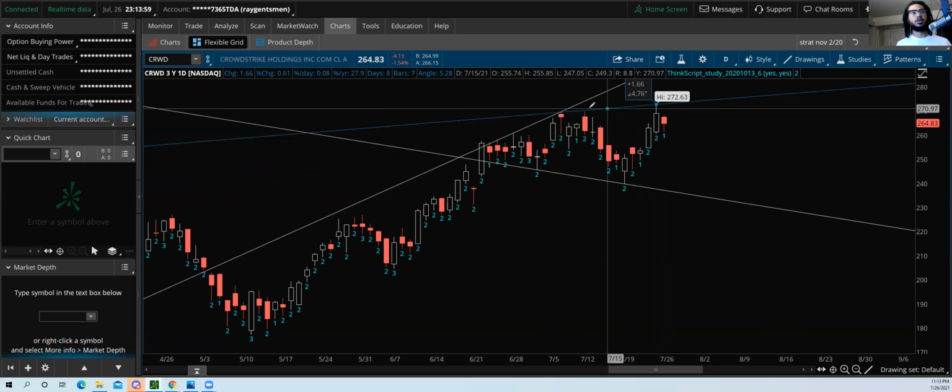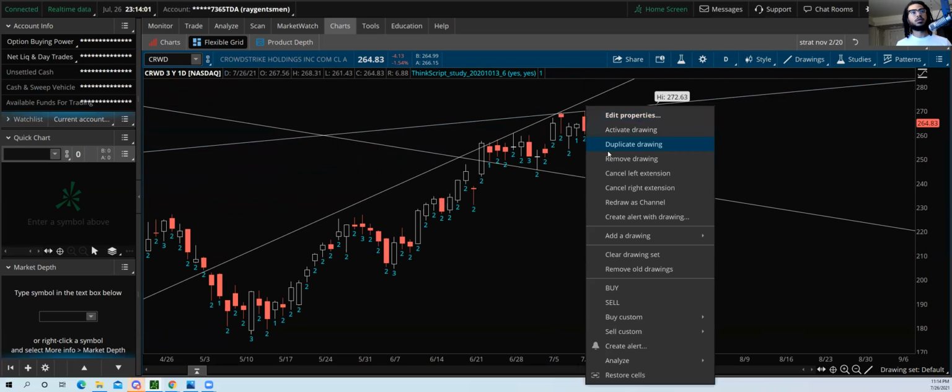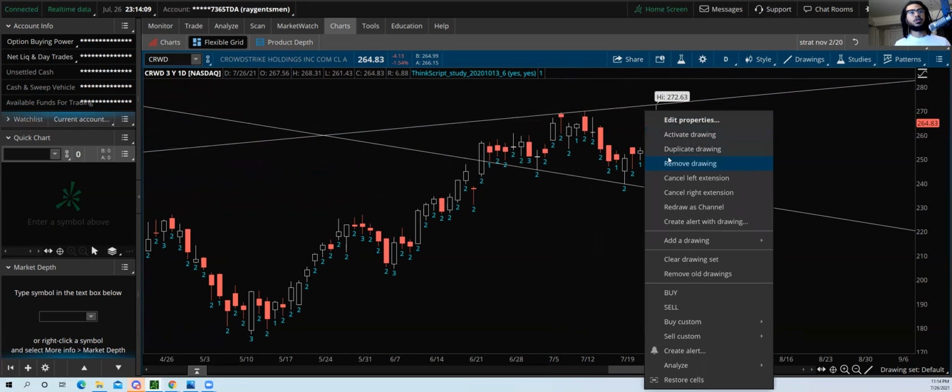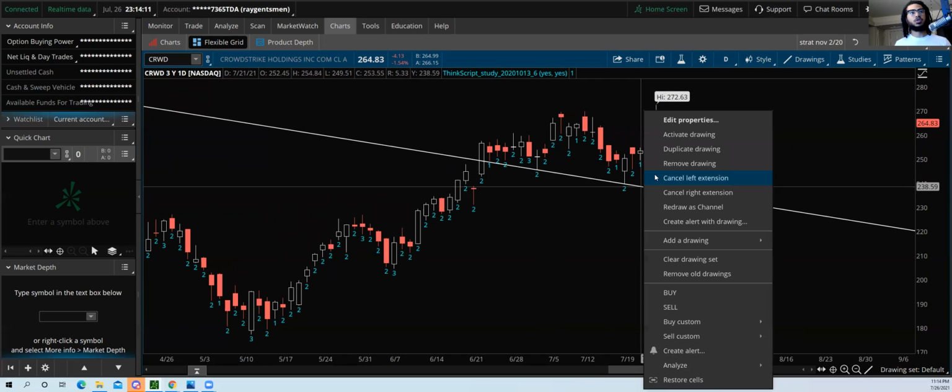And then we could draw from here back to there, right? And we'll have a better top to the broadening formation. But we don't know this is the top until price actually reverses. All right. So that's the easiest way to draw a broadening formation.